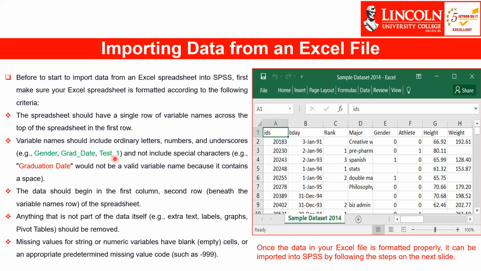Or if you don't want to put underscore, it's also cool. You can put them together, test1, test2, test3. It's also fine, as long as spaces are not included and special characters such as percentage are not added, then you're good to go. Okay?